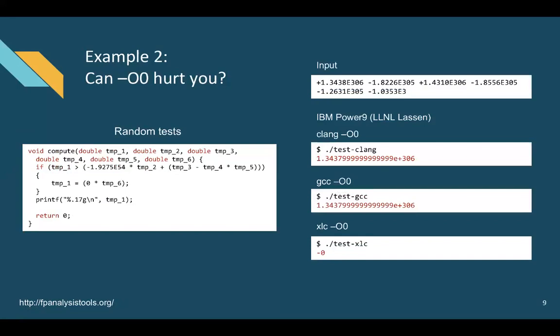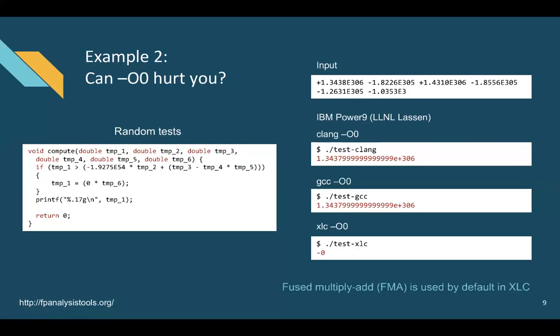So there's another random test that we found where for this input, this is running all on the host architecture, not the GPU, just the host architecture. When we run this with Clang and GCC and XLC, we get different results from XLC, as you can see here to the right. Again, this is not optimized code. This is pure O0, right? We don't tell the compiler to optimize anything.